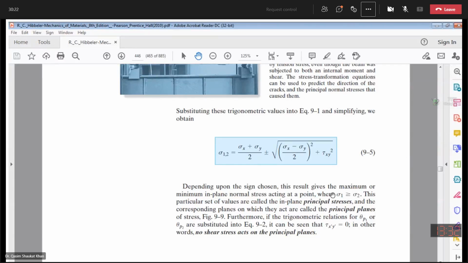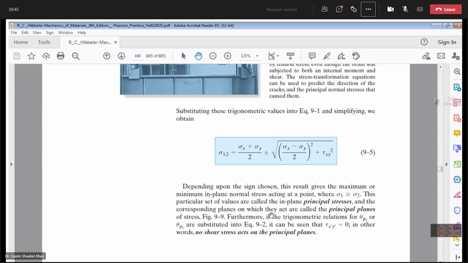So this particular set of values, sigma 1 and sigma 2, are called the in-plane principal stresses, and the corresponding planes on which these principal stresses are acting are called the principal planes.